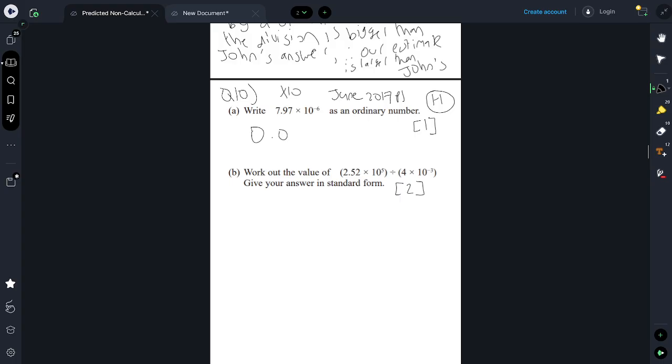So we need to move the point about 6 places to the left. It's going to look something like this. Let's test it. The point was here. How many places do we move? 1, 2, 3, 4, 5, 6. So we moved it 6 places to the left. That should be your answer here.